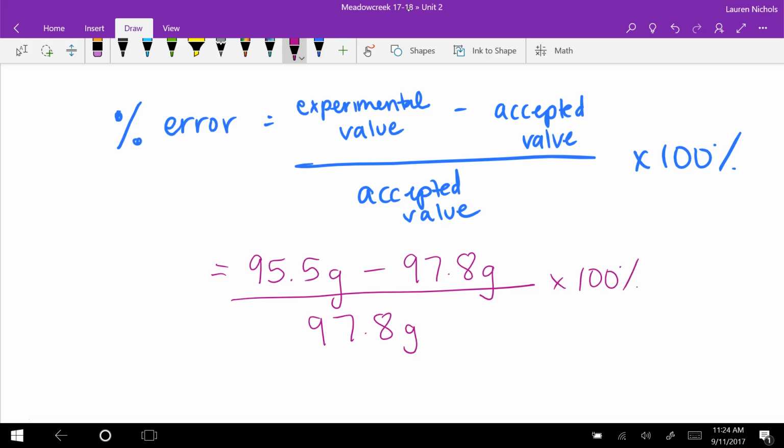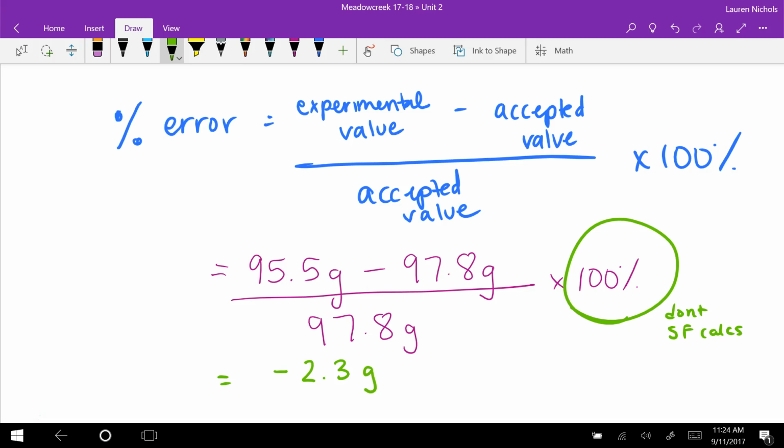Now, this can get tricky with significant figures, so we want to pay attention. 100% is a counting number, so we don't use it in sig fig calculations. However, when we subtract, we use the lowest number of decimal places, and when we divide, we use the lowest number of significant figures. So when we're calculating this out, we're first going to do the calculation for the numerator: 95.5 minus 97.8, which gives us negative 2.3 grams.